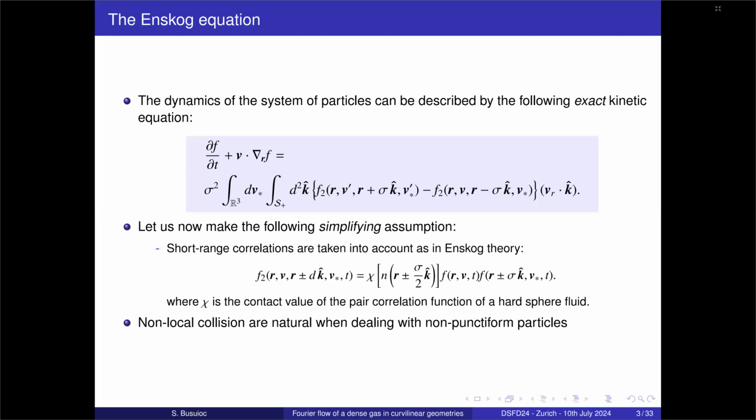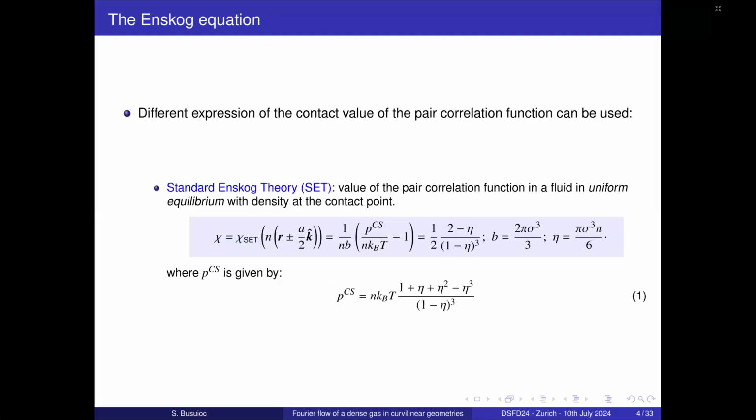So this chi basically says that the collision frequency will increase in your fluid or in your gas because of the volume exclusions. So your collisions are not local anymore. So we want to see how we can deal with that. In order to treat this factor, this chi, there are two approaches.